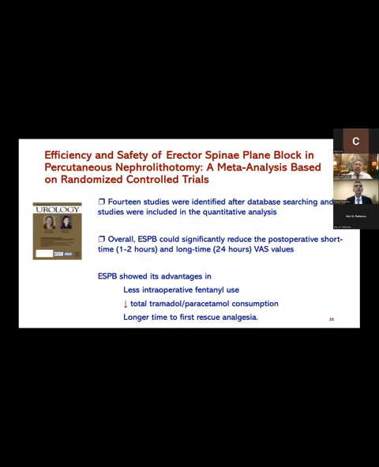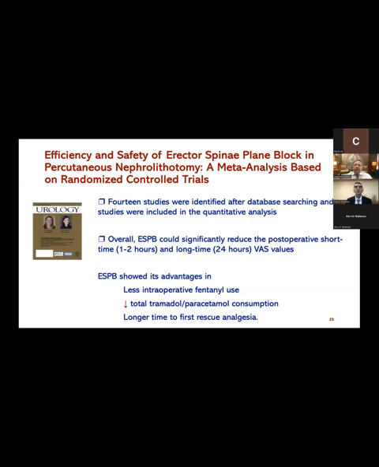Again, in the Journal of Urology, a meta-analysis on the efficiency and safety of erector spinae plane block was based on randomized controlled trials. 14 studies were identified after database searching, and 6 studies were included in the quantitative analysis. Overall, erector spinae plane block could significantly reduce postoperative pain in the short term. It showed advantages in less intraoperative fentanyl use, decreased total postoperative tramadol and paracetamol consumption, and a longer time to first rescue analgesia.